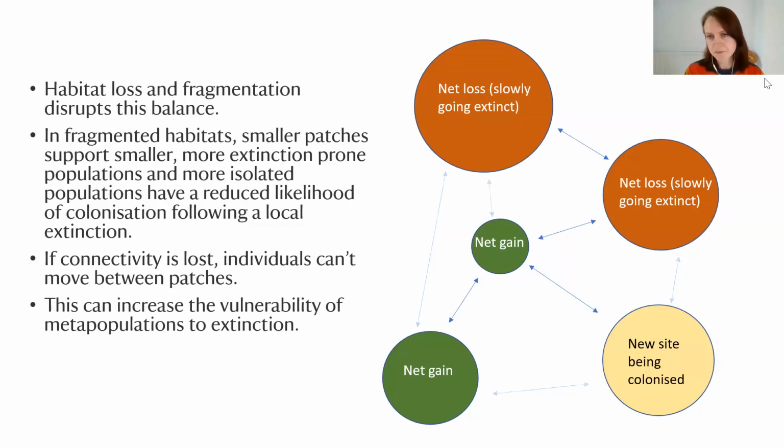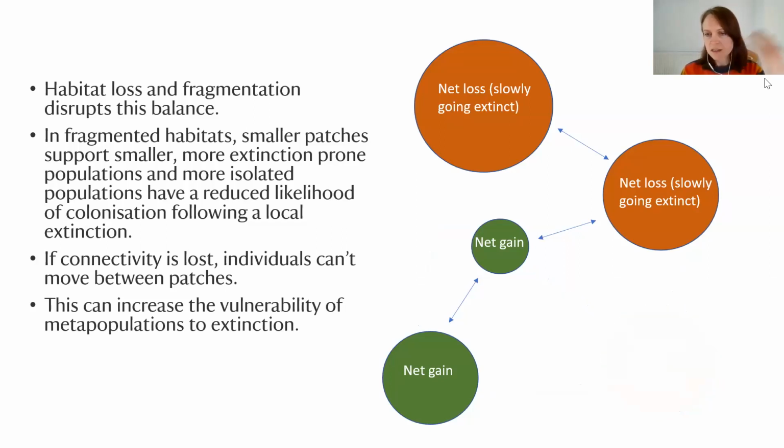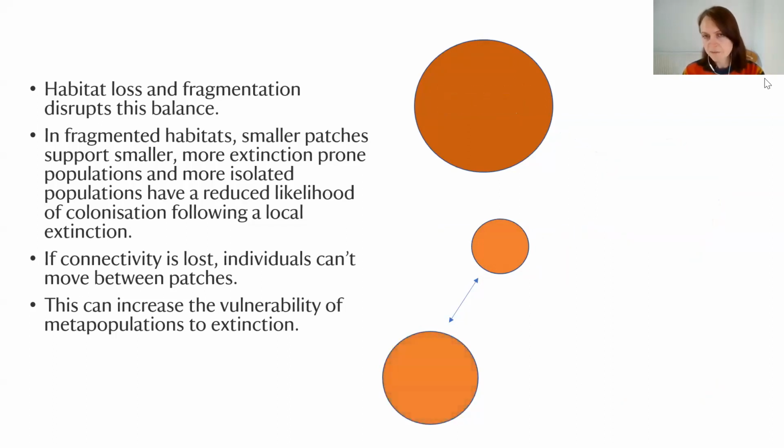And just a very rough demonstration of this, you can see we've lost some of those arrows. So we've lost some of that connectivity between those mini populations. We've lost a potential new site for colonization. And over time, because we're losing that connectivity, those sites which were having a net gain of individuals actually start having a net loss, become vulnerable to extinction and disappear. And suddenly we've lost a certain species from a whole area.